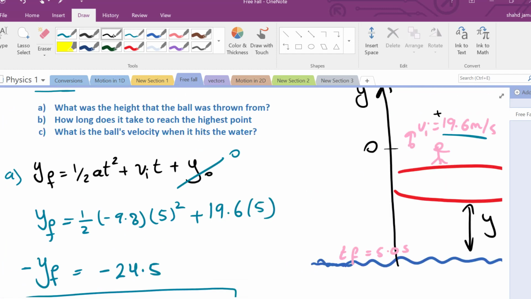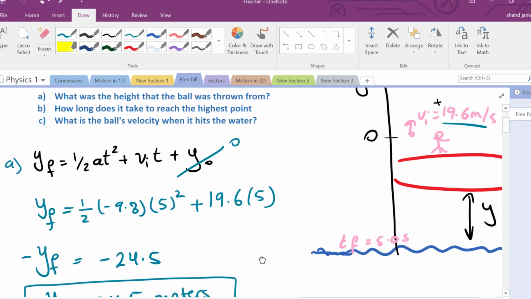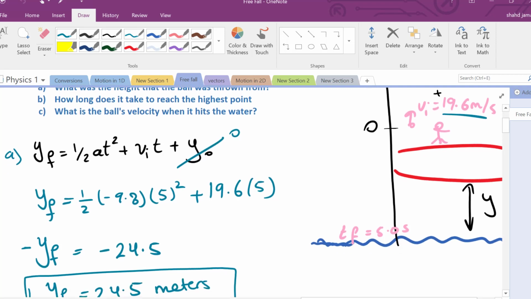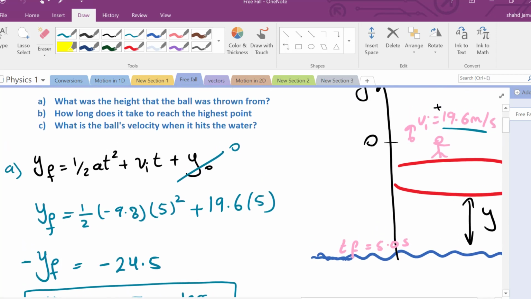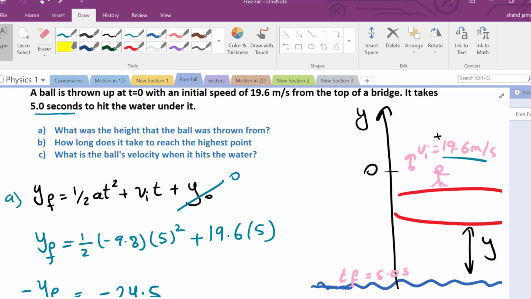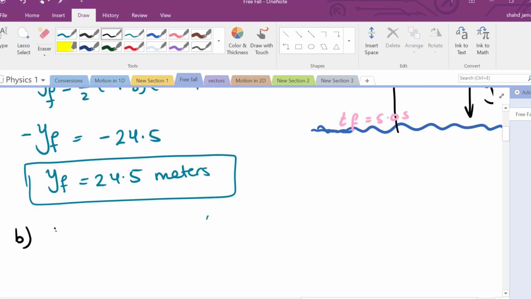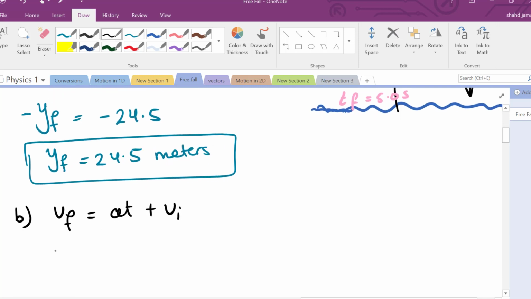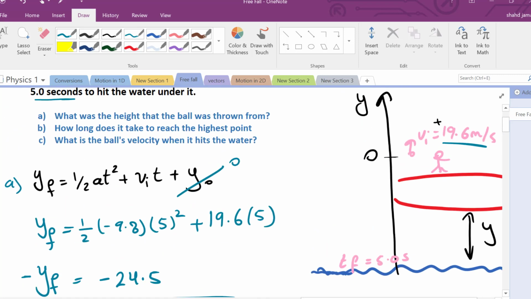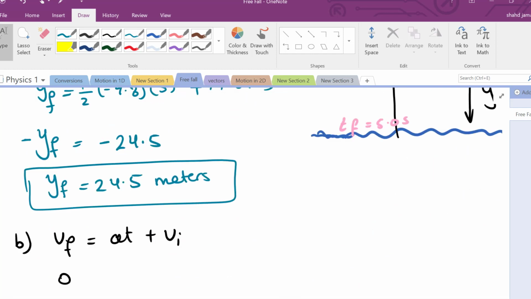Part B asks, how long does it take to reach the highest point? Referring to the ball, obviously. At the highest point in free fall, we know that the velocity is 0. So we have this kinematic equation: v final equals a t plus v initial, where a t is acceleration times time, plus the initial velocity. We want to set v final equals 0 because we want to find the time at the highest point, which is when the final velocity is 0.